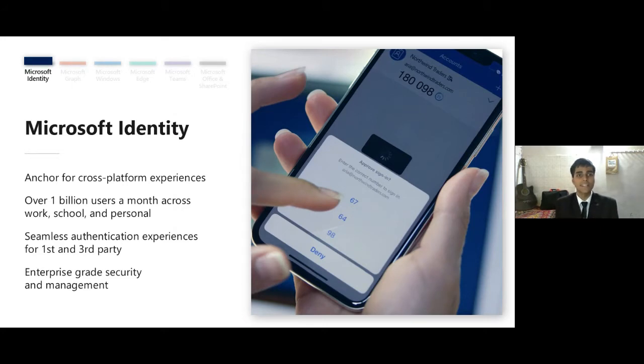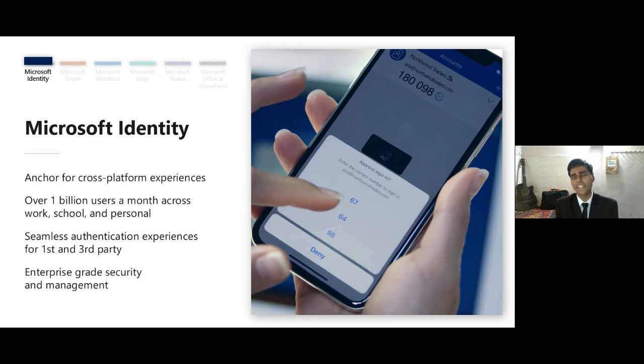So Microsoft Identity is an anchor for all the cross-platform experiences. Yes, you can access it on all tablets, desktops, laptops, and also on your mobile phones. So that's the reason it's cross-platform. Over 1 billion users regularly use these kinds of identity tools, because not everyone is that good with remembering all different passwords, and so identity actually gives us that edge over everything.